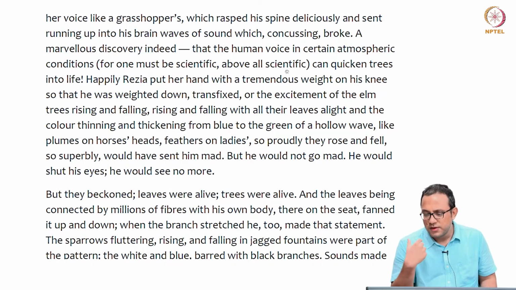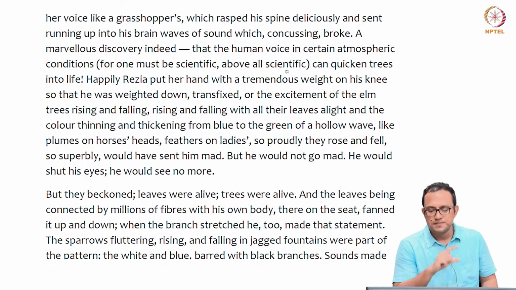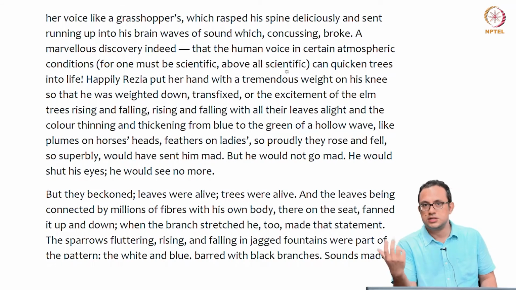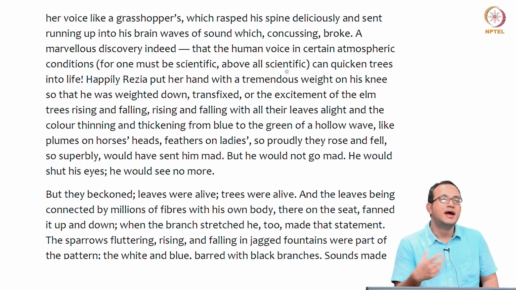And Septimus is sort of moving into this fluid form of cognition, where we can see that everything is connected to everything else. The leaves being connected by millions of fibers with its own body. There on the seed, fanned it open down. When the branch stretched, he too made that statement. So the branch is stretching, he is stretching, the leaves are connected to his fibers, so everything is part of one metaplastic system, and it just becomes an enactive model of cognition rather than an embedded model of cognition, right?